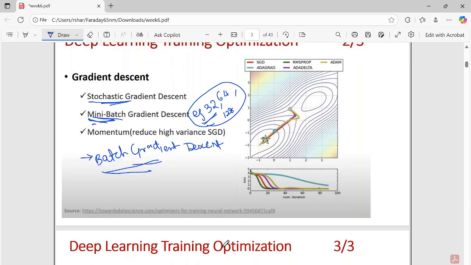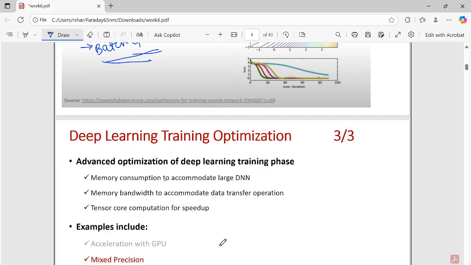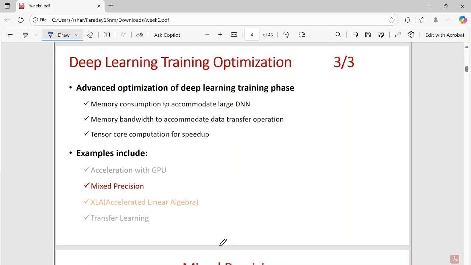So next is deep learning training optimization. Here we have mixed precision. So what is mixed precision? Mixed precision means using different numerical precisions, like 16-bit floating point numbers and 32-bit floating point numbers, during training to speed up the computation as well as reduce the memory usage without sacrificing much on the accuracy.